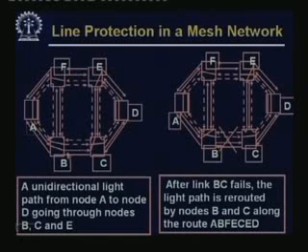Now, let us say link BC fails. The light path is rerouted by nodes B and C. Sorry, the unidirectional light path was going from A, B, C, E and then to D. So, this was the path A, B, C, E, D. Now, BC has failed, so the path becomes A, B, F, E, C, E, D. So, you can see what has happened.